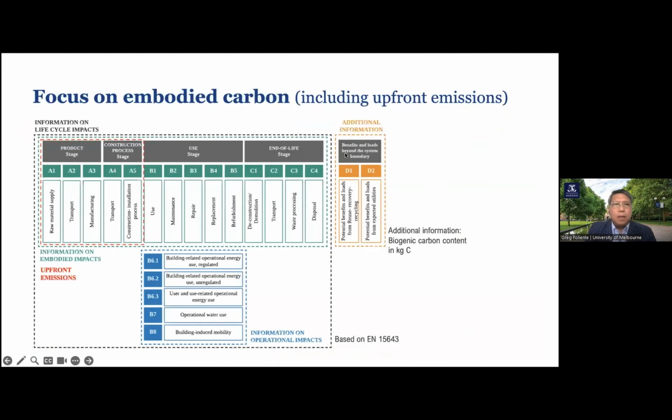So today we focus on embodied carbon and its placement in the framework of the European standard EN 15643. The previous Common Carbon Metric is the blue on operational, B6.1 to B8, or B6.2 and B6.3, where the embodied carbon is the green boundary, which includes the upfront emissions, A1 to A5.